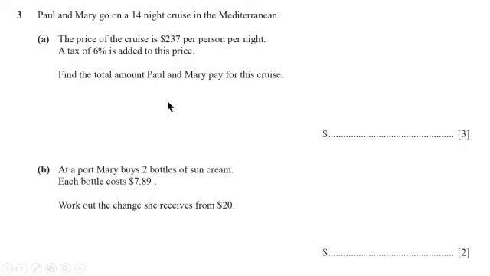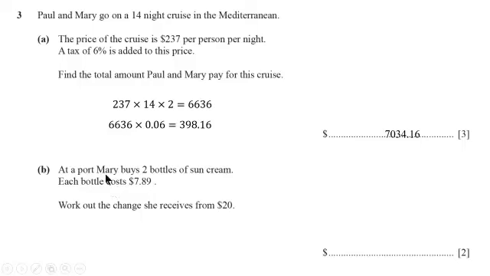Okay, it's very easy. This amount of money is for only one person and for only one night. We have 14 nights, we have 2 persons, so we just multiply 237 times 14 times 2. The answer is 6,636. But this is not the total answer because we have a tax. Don't forget, we must calculate it by multiplying 6,636 times 6%, or times 0.06. The answer will be 398.16. Add them together to get the final answer, which is 7,034.16.